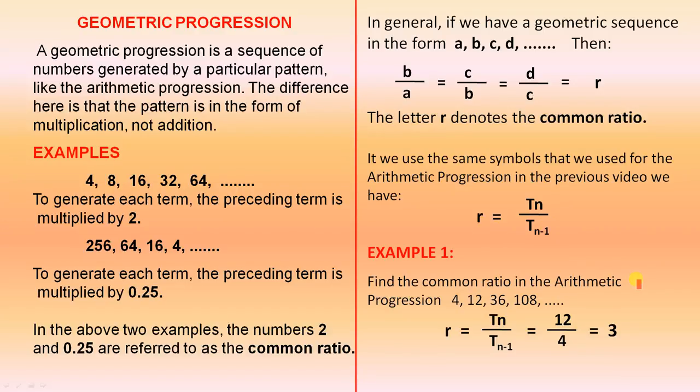Example 1. Find the common ratio in the geometric progression 4, 12, 36, 108, etc. So R equals Tn over Tn minus 1, which is 12 over 4. I've just taken those two simple numbers there, and that gives us 3. I could have gone 36 over 12, that gives us 3. So the common ratio is 3.